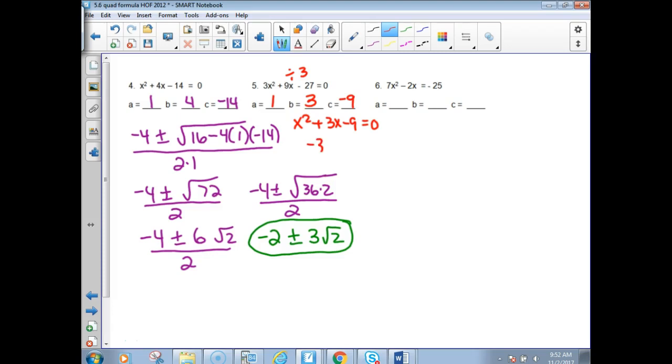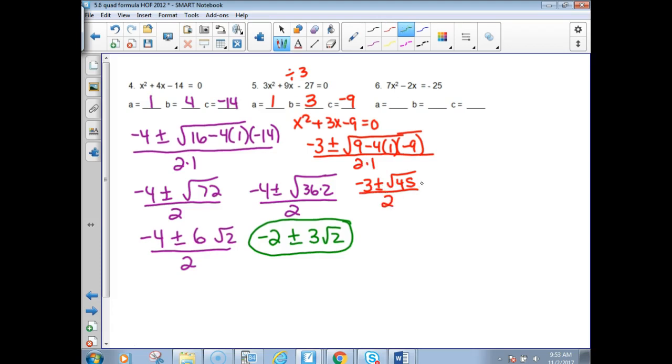So we go the opposite of B would be negative 3 plus or minus the square root of B squared, which would be 9, minus 4 times 1 times negative 9, all over 2 times 1. We get negative 3 plus or minus the square root of 9 plus 36, which is 45. The square root of 45 can be simplified. On the bottom we get 2.